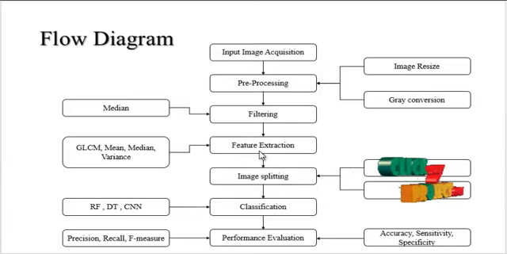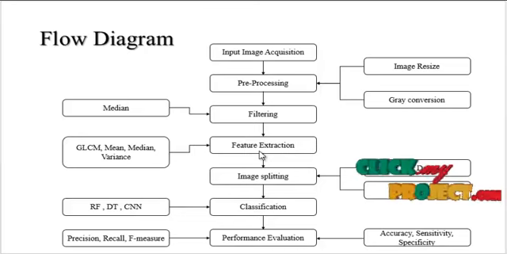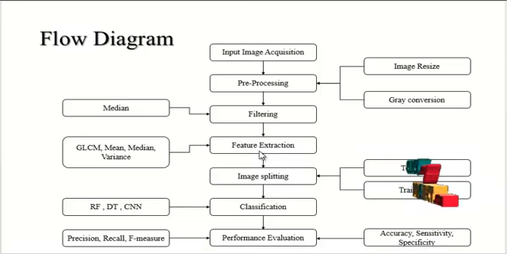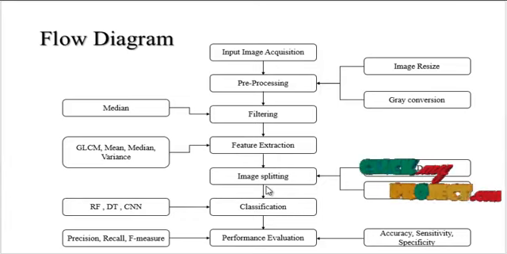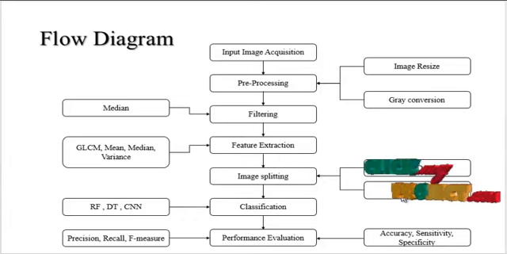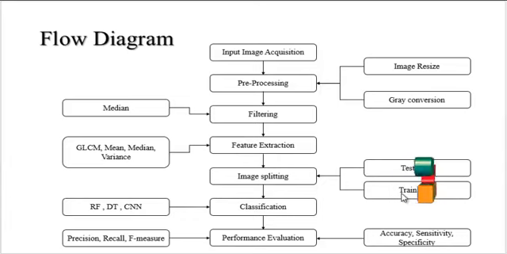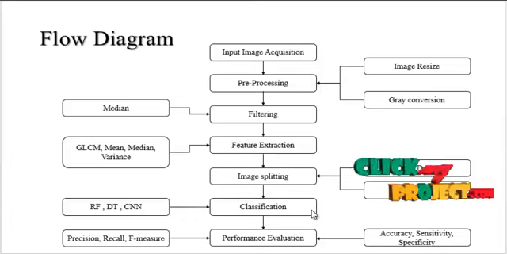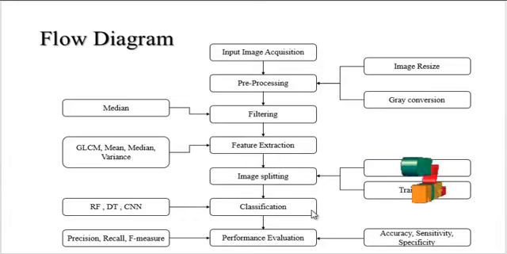After the filtering, the features will be extracted based on the GLCM mean, median and variance. Based on the feature extraction we have to split the data into two categories, test data and train data. The feature data will be considered as test features and train features. After the feature extraction and splitting we have to do the classification. Classification belongs to machine learning and deep learning methods.